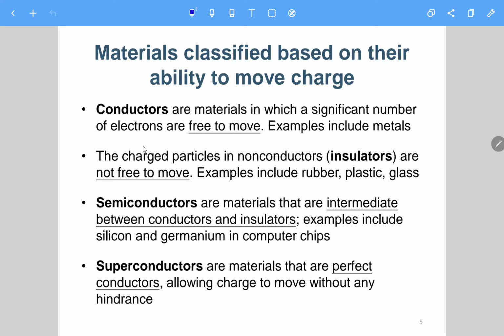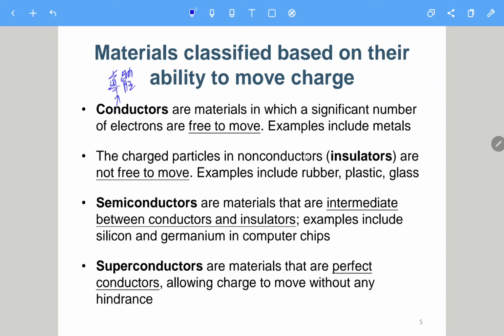Okay, so here we talk about the classification of the materials. In terms of electricity, we will separate the materials into these 4 types. The first one is the conductor. Conductors are materials in which a significant number of electrons are free to move. 导体. So conductor is 导体. Yeah, I still think you should have learned it in primary school.